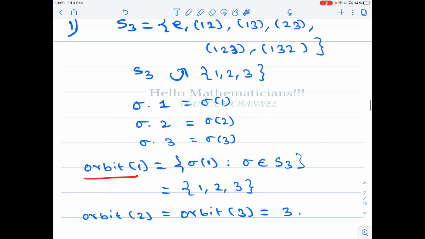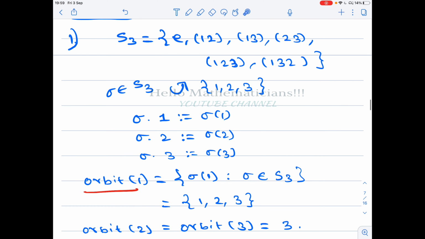Now I have to define a multiplication of a permutation and a number. So we have to define a multiplication of the group element and the set element. I take a permutation sigma belonging to S3, an arbitrary permutation, and I am going to define what sigma dot 1, sigma dot 2, sigma dot 3 are. Basically, here we are multiplying a group element with a set element. If I put this colon, it means that this is the definition. So we define sigma dot 1 equal to sigma of 1.